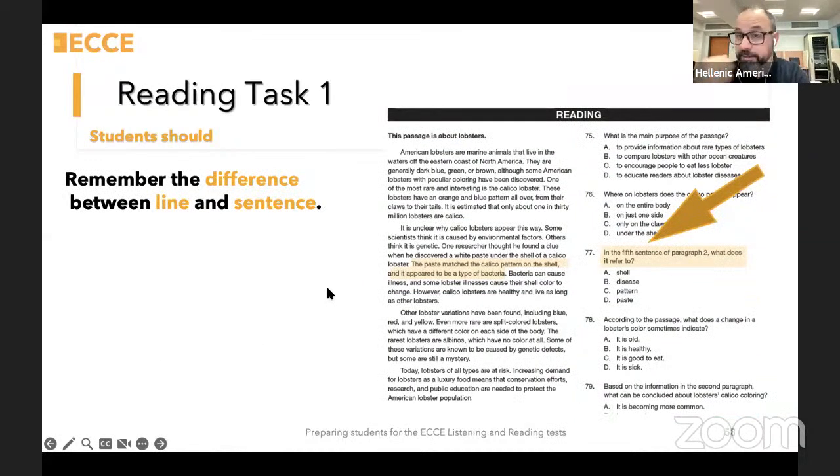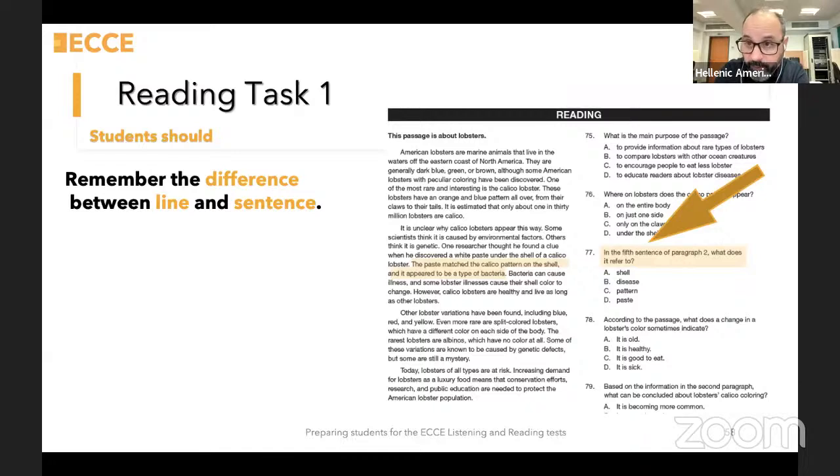Also, they need to understand the difference between line and sentence. This is something that examiners are asked about many times in the course of a test, but of course they cannot explain it, because that would be unfair to other test takers who perhaps don't remember the difference. But listen to this: in the fifth sentence of paragraph 2, what does it refer to? The problem is not with the word it here, but with the fifth sentence of paragraph 2.